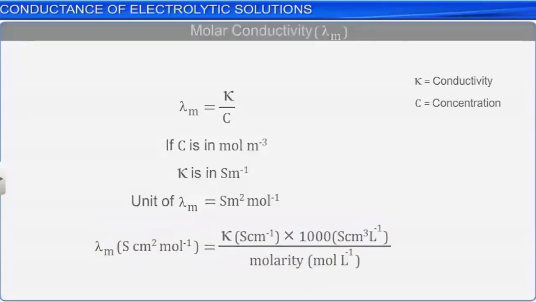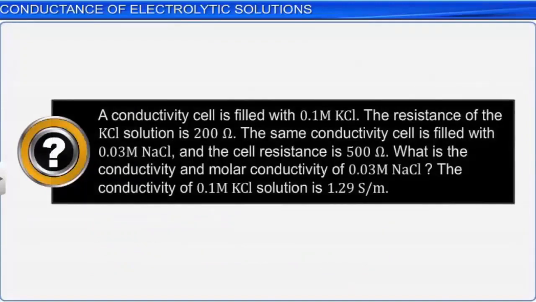Let's work through a typical problem together. A conductivity cell is filled with 0.1 m KCl. The resistance of the KCl solution is 200 ohm. The same conductivity cell is filled with 0.03 m NaCl, and the cell resistance is 500 ohm. What is the conductivity and molar conductivity of 0.03 m NaCl? The conductivity of 0.1 m KCl solution is 1.29 Siemens per meter.